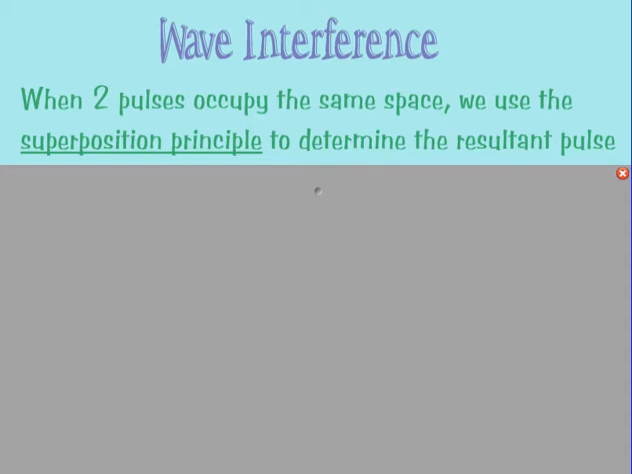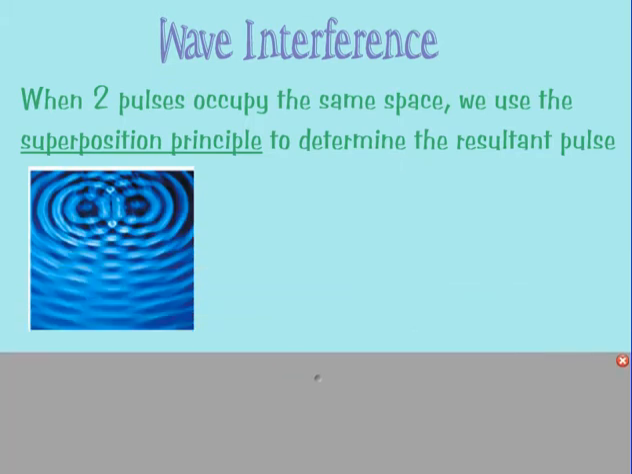The first topic is wave interference. When two pulses occupy the same space, we use what's called the superposition principle to determine the resultant pulse. This is similar to looking at a slinky when two pulses overlap. Okay, so let's look at that superposition principle.